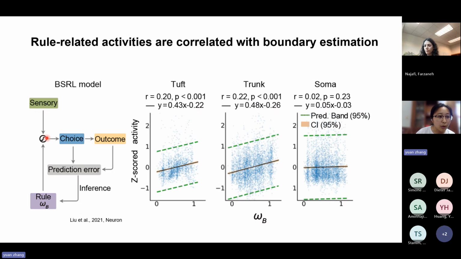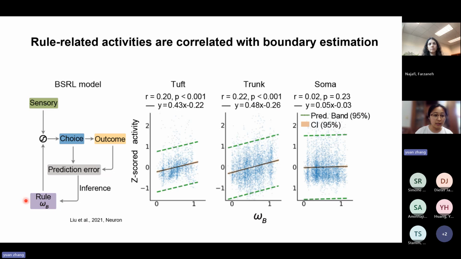So for each trial, when the sensory stimulus comes and the animal makes a choice, there is an outcome to tell the animal whether it is correct or wrong. And then the animal can have a prediction error. And not just update by trial and error, she found the animal can also infer which rule, high boundary or low boundary, it was in. So with this rule information, it can better fit the animal's behavior.